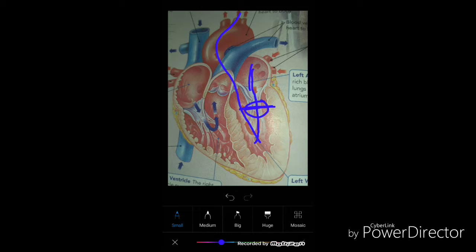If the valve does not close, then the blood, instead of going from here to here, will come back. So the valve is a flap of tissue that prevents blood from flowing backward. And here is also the same thing: the atrium gets the blood and then sends it to the ventricle, and the valve closes and the blood goes away.